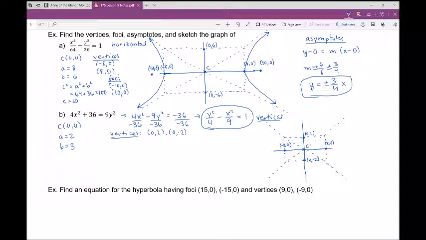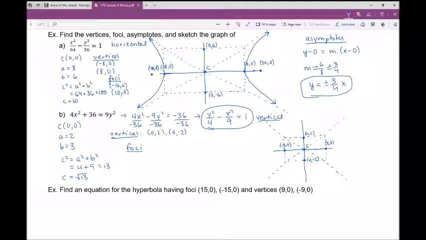To find our foci, we need to find that variable c. So again, c squared is a squared plus b squared, which is 4 plus 9, which is 13. So c is the square root of 13. Okay, so our foci will be square root of 13 in the vertical direction, either way from our center.